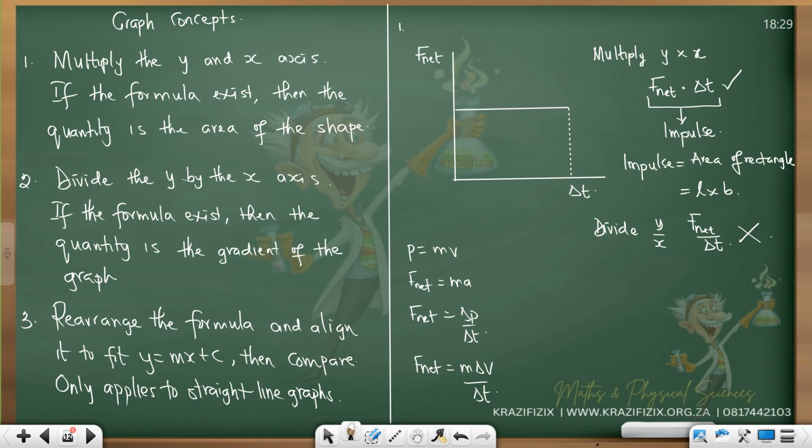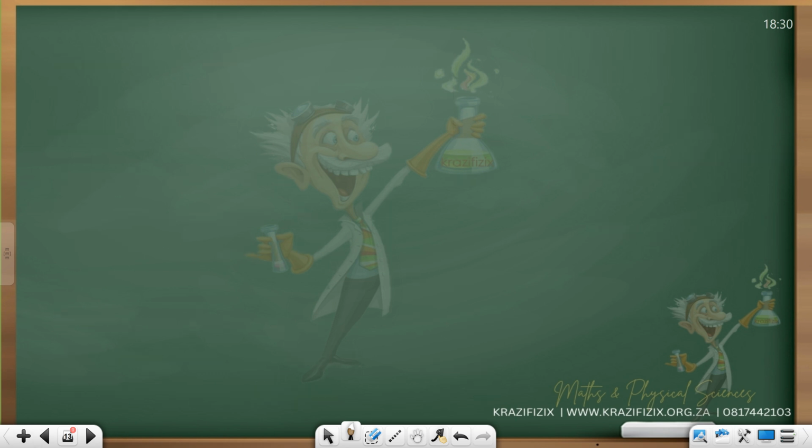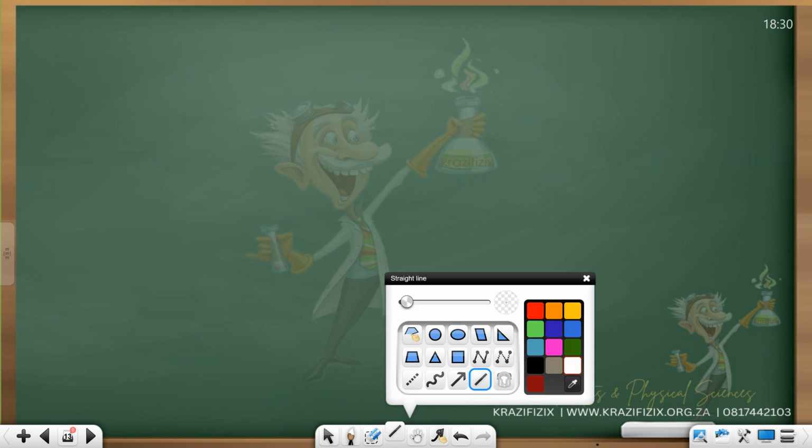I'll do one more example with you. Did it make sense though? So an examiner will ask you to calculate impulse. They are simply telling you to multiply, find the area of that box, that's all. Let's look at one more, or maybe two if I can.